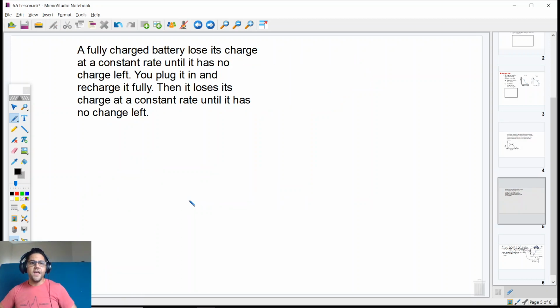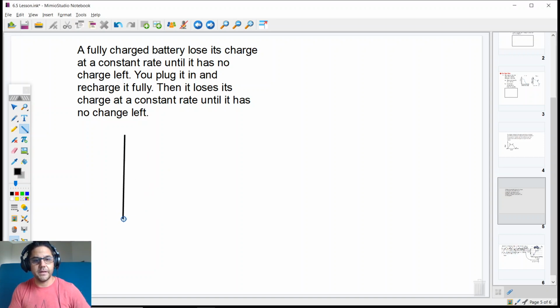All right, one more. A fully charged battery loses its charge at a constant rate until it has no charge left. You plug it in and recharge it fully. Then it loses its charge at a constant rate until it has no charge left. Excellent. This happens all the time with teenagers.